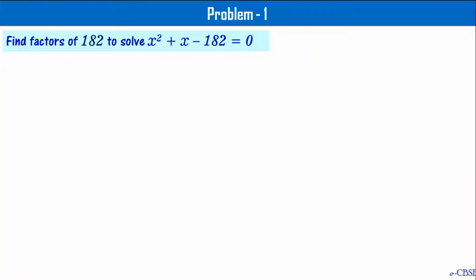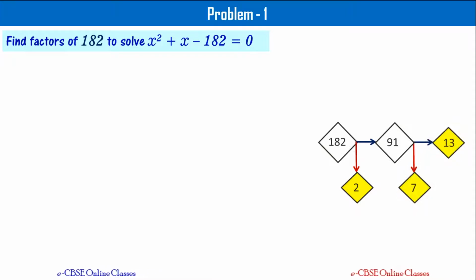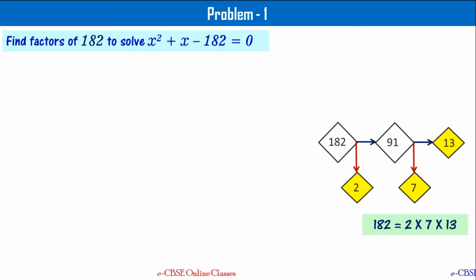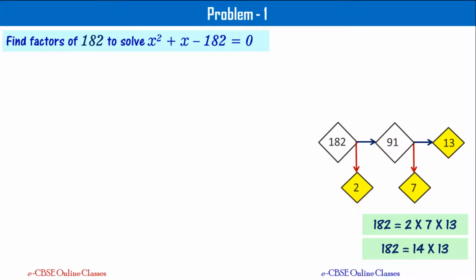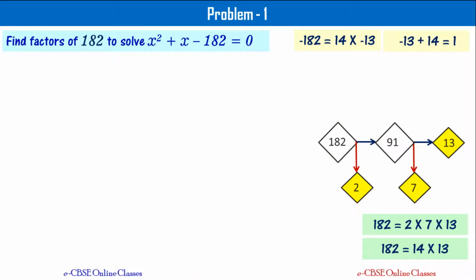Let's do that now. By finding factors of 182, we can solve x square plus x minus 182 equal to 0, right? 182 can be written as 2 times 91 and 91 can be written as 7 times 13, right? So if you write factors of 182, 182 equal to 2 into 7 into 13. This can be written as 14 into 13, right? Now minus 182 is equal to 14 times minus 13. So their sum is 1. It is exactly meeting our requirements.